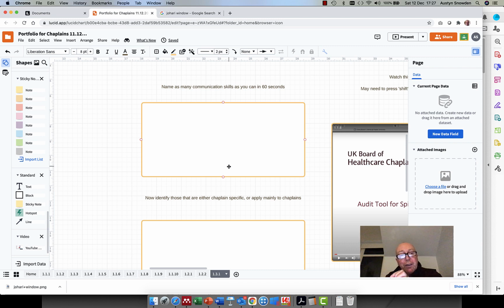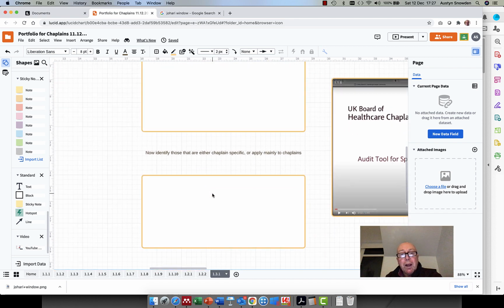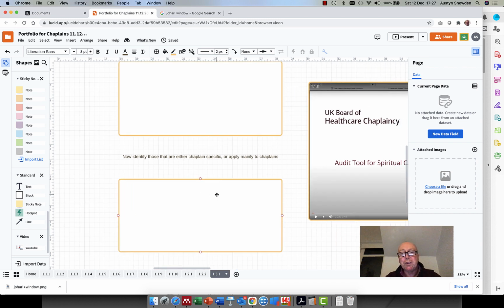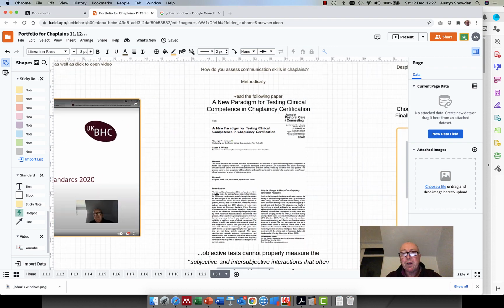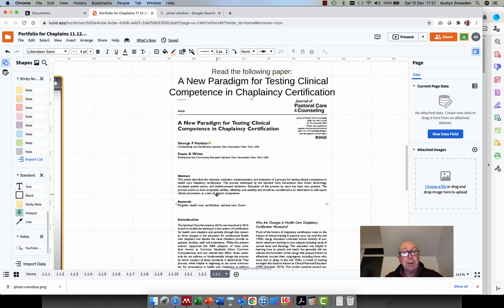And then, after that, obviously there's a clue here, have a think about those that are either, if not unique to chaplains, then specific to chaplains, or apply mainly to chaplains. Which are the bits that you should be focusing on most as a chaplain? And then we're going to have to go down the rabbit hole, I'm afraid.